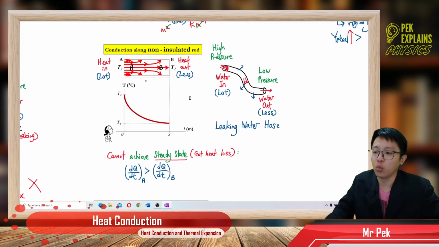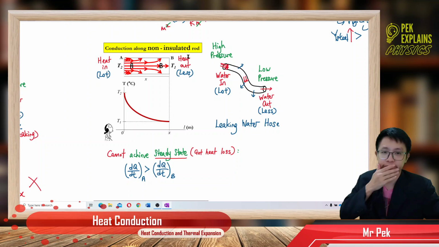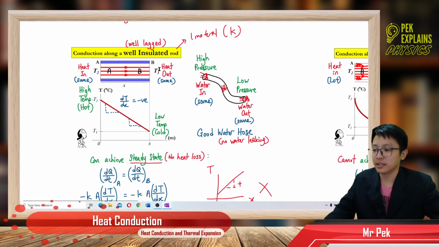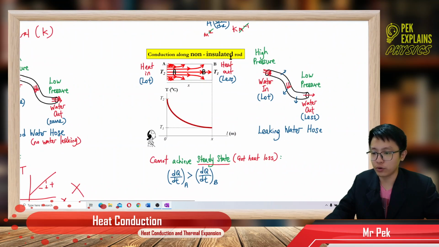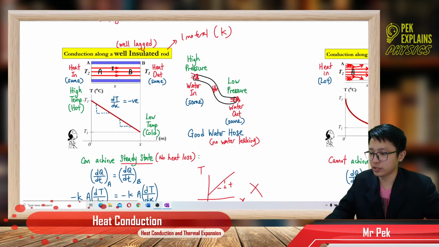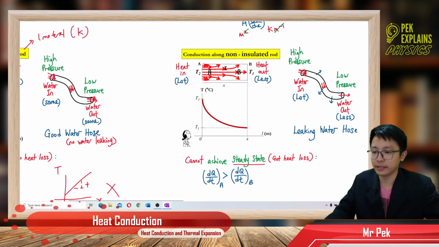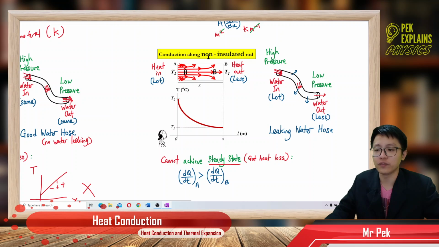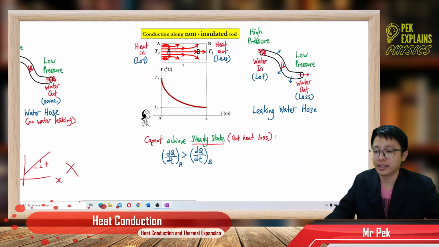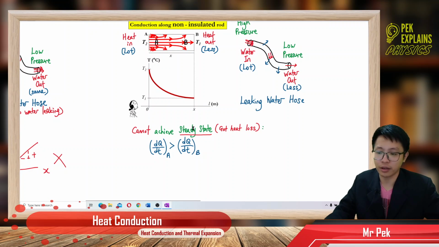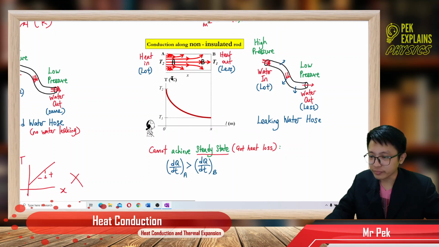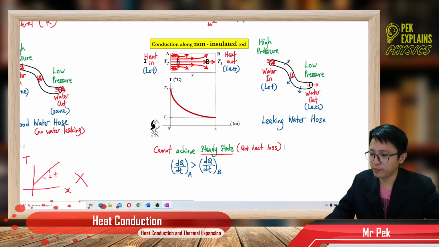What if non-insulated rod? You see, now I'm using one rod. This one is insulated and this one is not insulated. Non-insulated rod means there is heat loss. But with heat loss, it cannot achieve steady state. So it's like this. Heat in, you see this is not insulated. Not insulated means got heat loss.